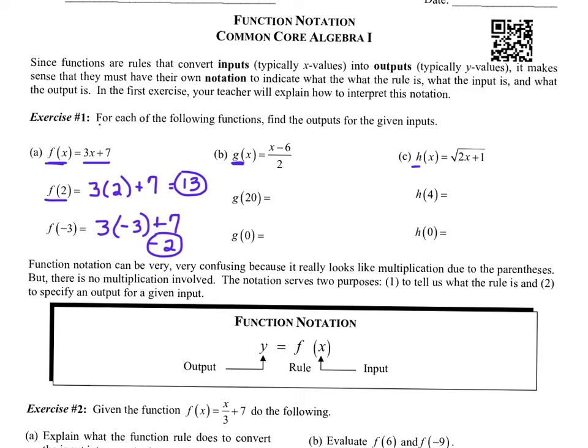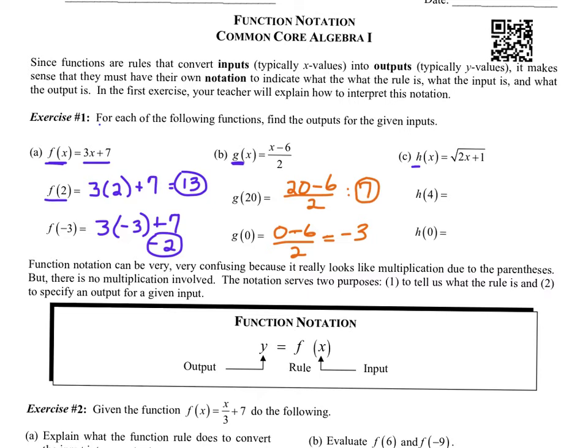If I go to the next one, it's asking about the function g of x. So it says find g of 20. So we have a division problem here, that's no problem. This would say take 20, subtract 6, and divide by 2. 20 minus 6, that's 14 divided by 2, would be 7. G of 0 would be 0 minus 6, divided by 2 would be negative 3.